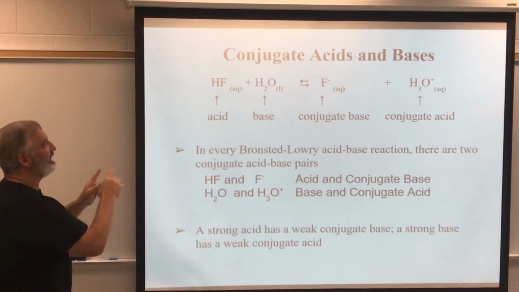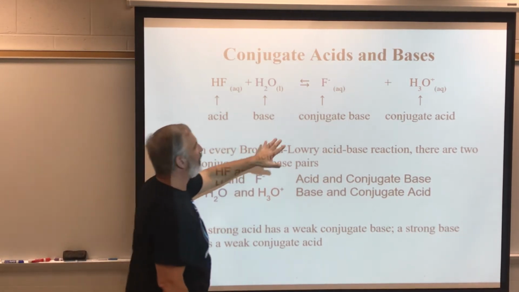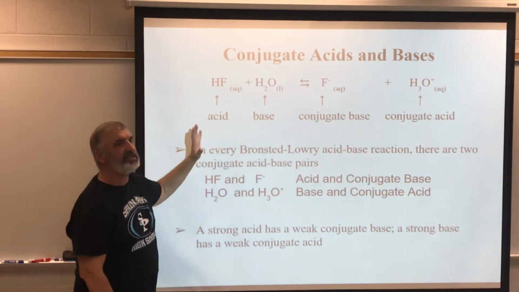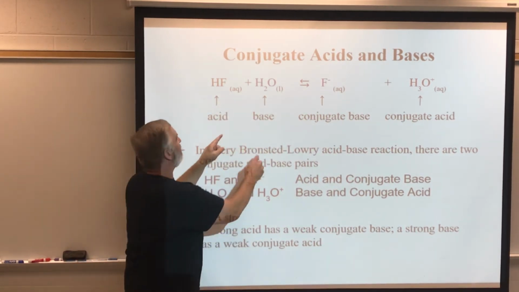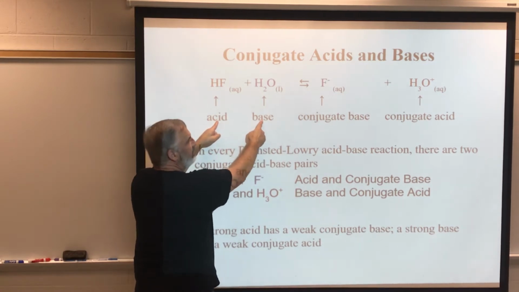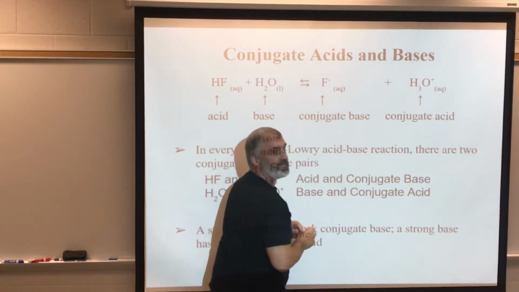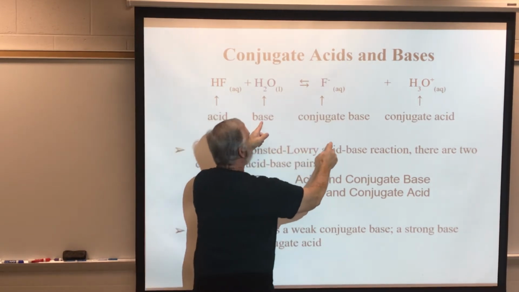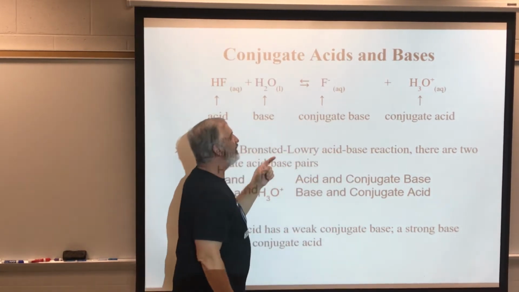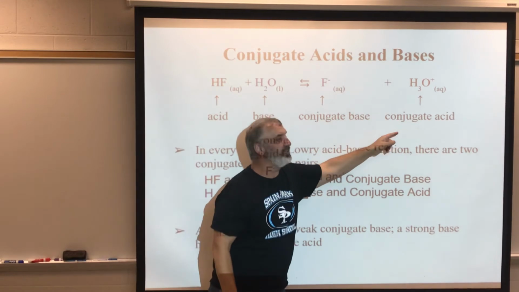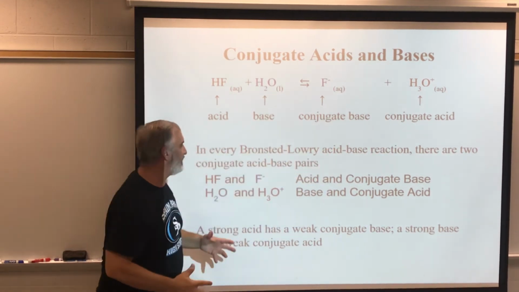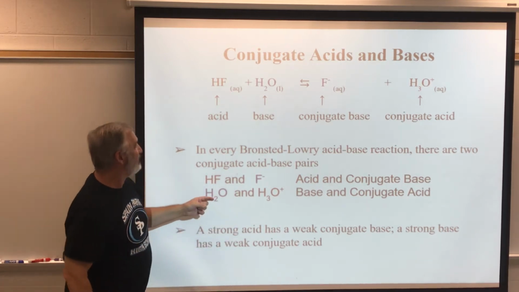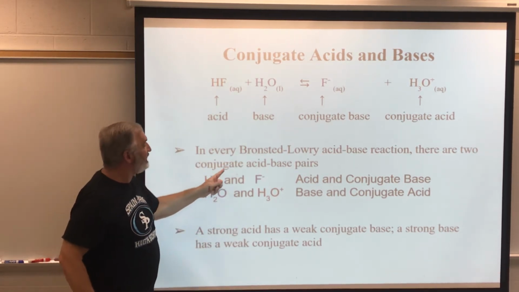So you look at it left to right. The conjugates are always on the right. Acid and base on the left, conjugates are always on the right. But this is not a conjugate acid-base pair. This is not a conjugate acid-base pair. It's the acid with the conjugate base or a base with the conjugate acid. Even though we say base with a conjugate acid, together we still call it a conjugate acid-base pair. So there are two conjugate acid-base pairs.